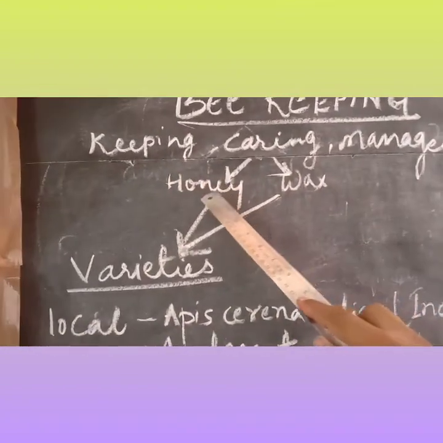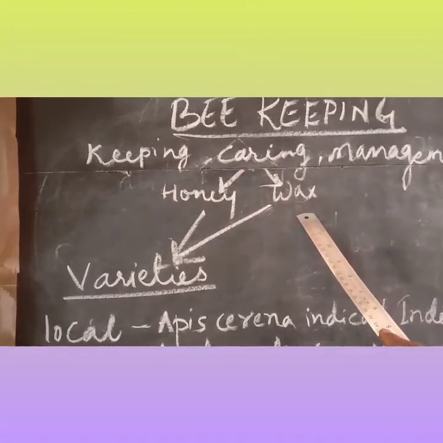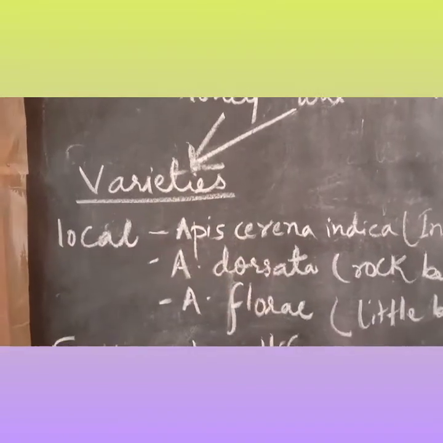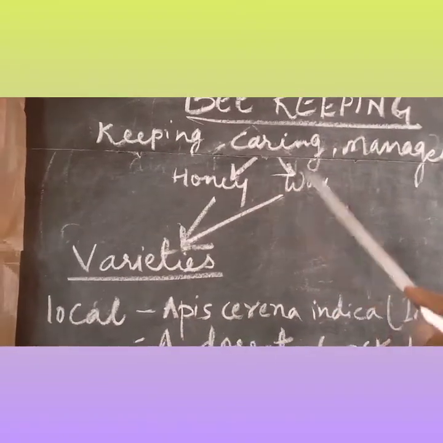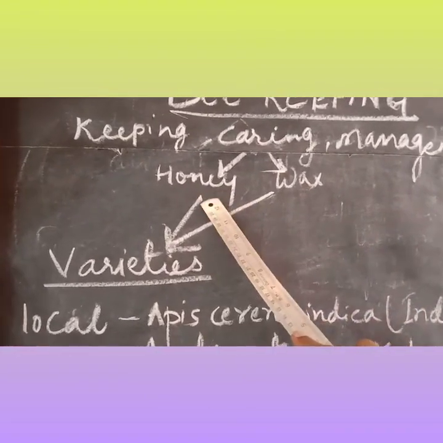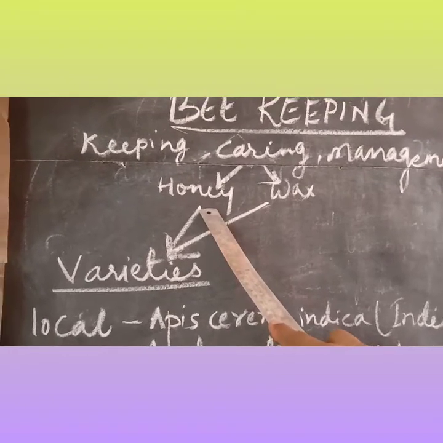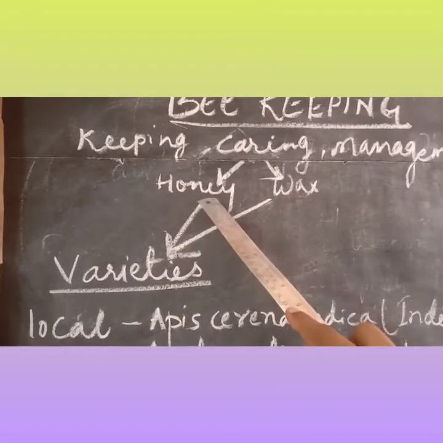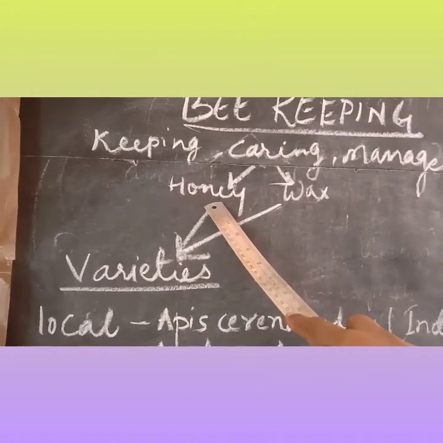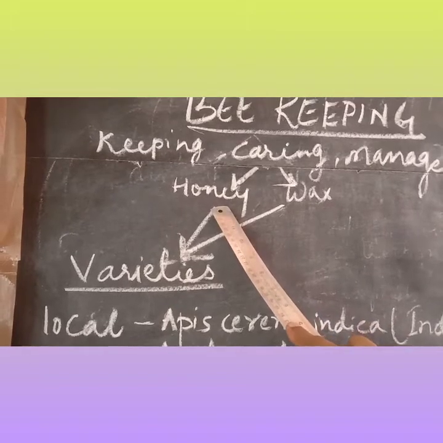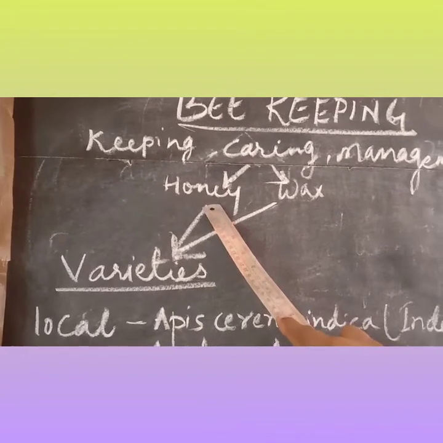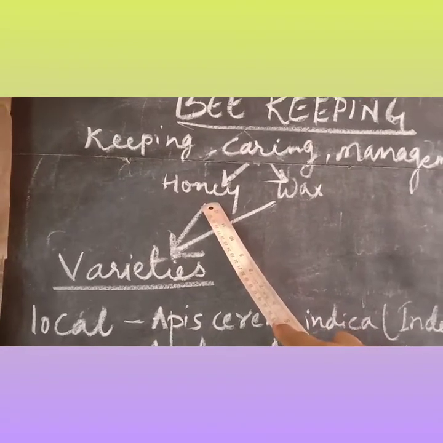Now children, for the production of honey and wax, we depend on certain varieties which are very good in order to get mass level production of honey and wax. First of all, we must know that honey has very high nutritive value. It contains a lot of minerals. It is used for medical purposes, especially in Ayurveda. Honey is also used for adding flavor to cooking dishes, and it is also used in cosmetics.